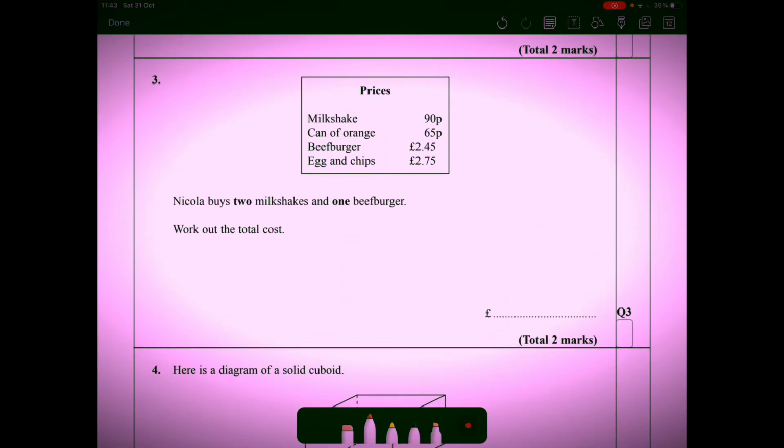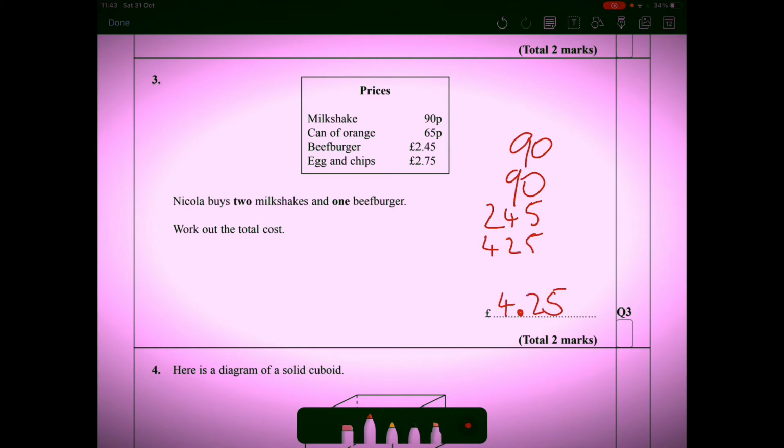Question 3. Nicola buys 2 milkshakes and 1 beef burger. Work out the total cost. Bearing in mind that this is a calculator paper, I'm deliberately not going to write anything down. I'm just going to do it all on the calculator. So she buys 2 milkshakes, so that's 90 plus 90, which is 180, and a beef burger, 245. I'm remembering to type in, in fact I will write down what I'm typing in. I'm not writing in 2.45, I'm keeping everything in pence. It's important to do that, otherwise you could end up giving away silly marks. So I then get an answer of 425, which is going to be £4.25.